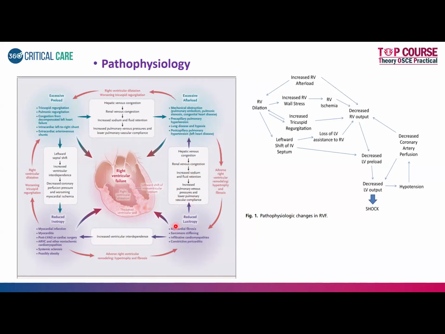So these are all interdependent, and each of them can cause a vicious cycle, resulting in ventricular remodeling, right ventricular dilation, worsening of tricuspid regurgitation, and finally hypertrophy and fibrosis. At the end of the day, all of these will result in a decreased right ventricular output, decrease in the LV preload, and decrease in the LV output, resulting in shock.